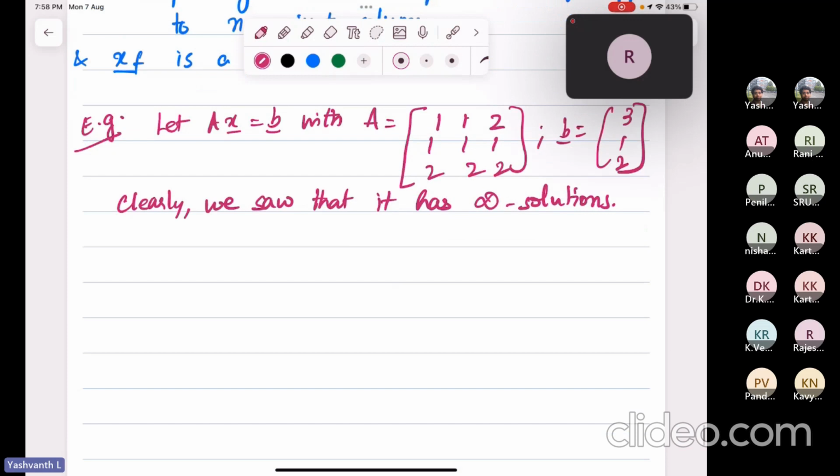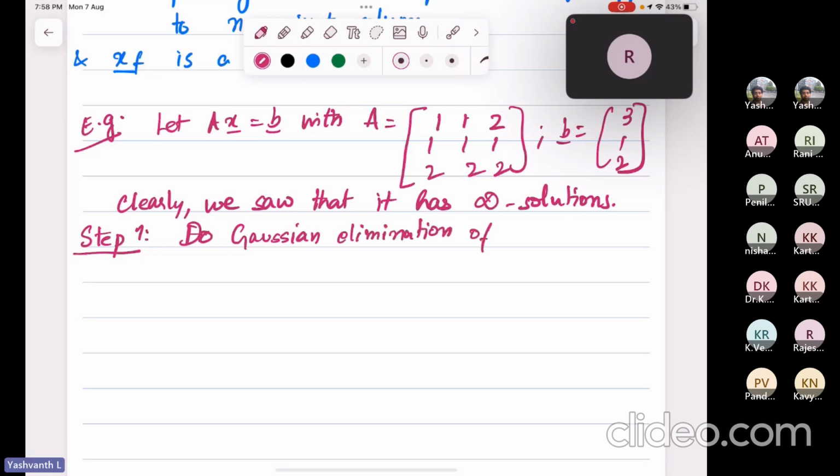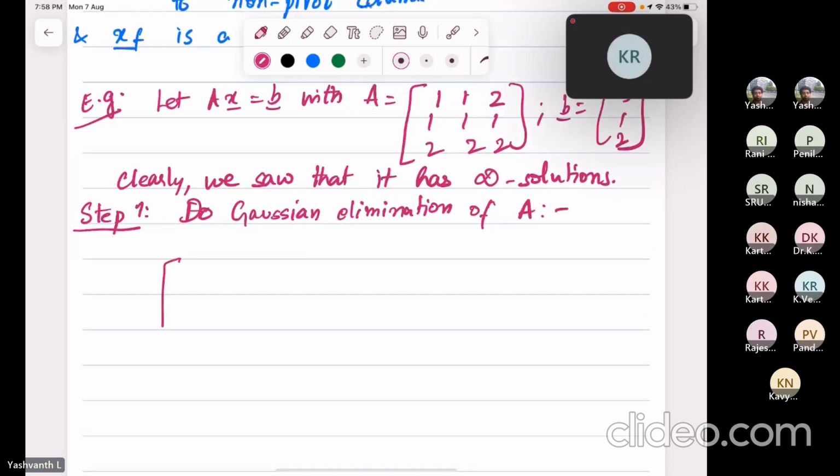Okay. Now, first step 1, do Gaussian elimination of A. So what do you get? 1, 1, 2, 1, 1, 2, 2, 1, 2. R2 implies R2 minus R1.